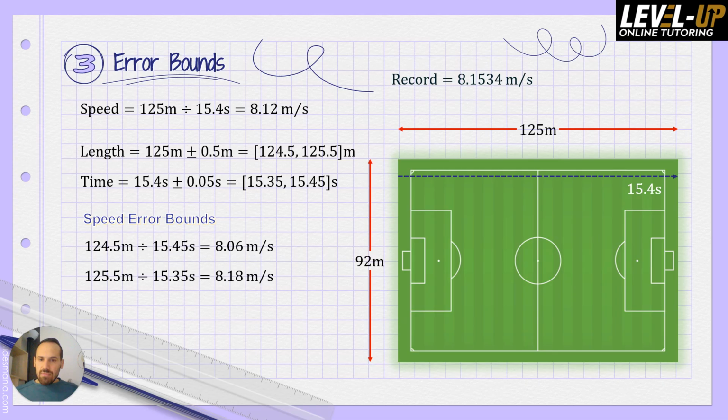And so if we look at that, you see his actual speed could have been anywhere between 8.06 and 8.18. Therefore, there is some validity to what this player is saying. He possibly could have been running faster. He could have been running as fast as 8.18, which would be faster than the record there. It's only a small chance, but it is possible.